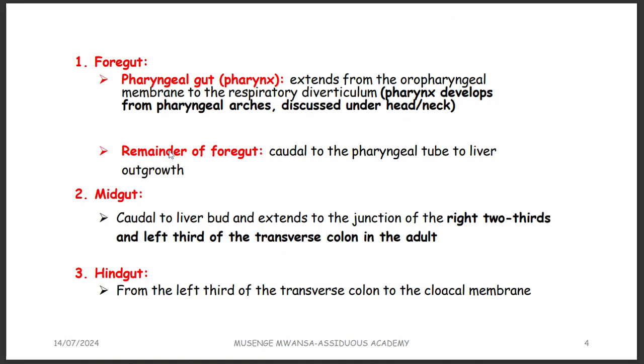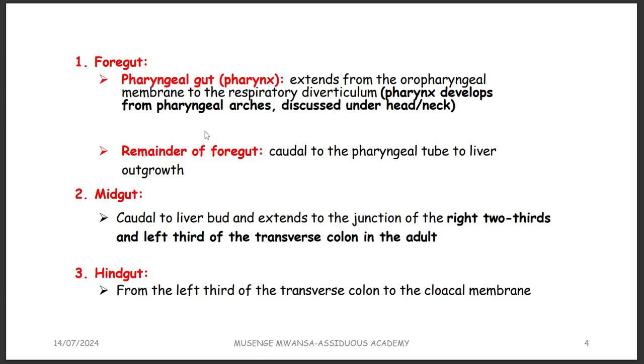And then the remainder of the foregut, apart from the pharyngeal gut, which is caudal to the pharyngeal tube, extends to the liver outgrowth, where the liver is going to be growing. These two parts will comprise the foregut. So the very beginning is the pharyngeal gut from the oropharyngeal membrane to the respiratory diverticulum. The pharynx is going to develop from the pharyngeal arches. We already discussed pharyngeal arches, and you will discuss it even more in head and neck.